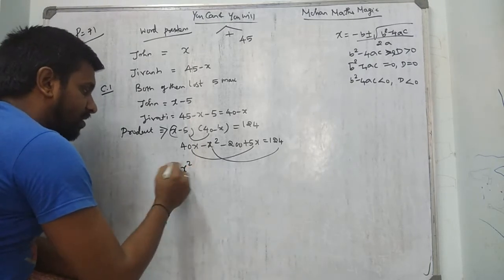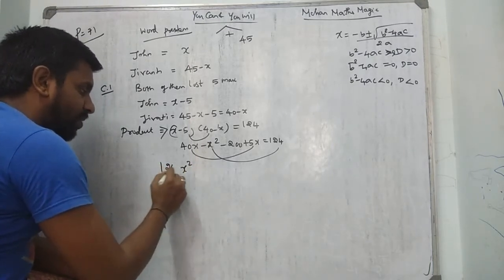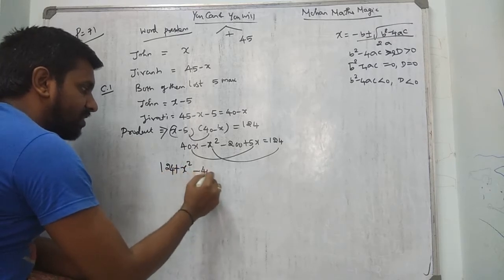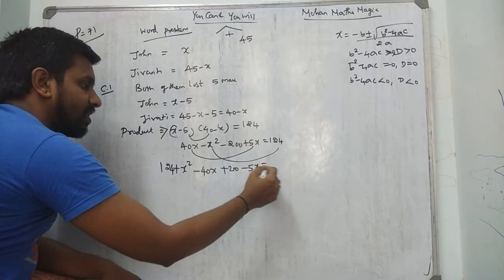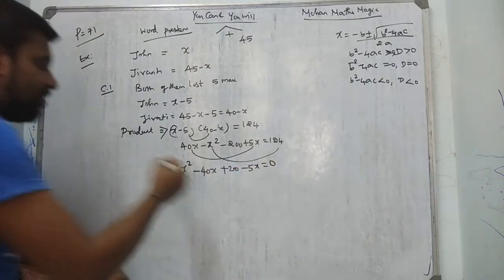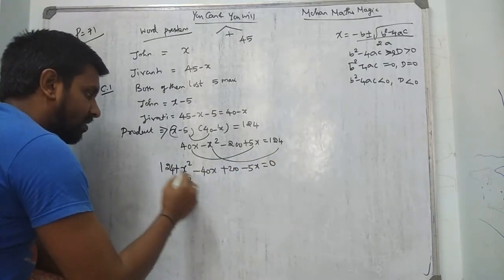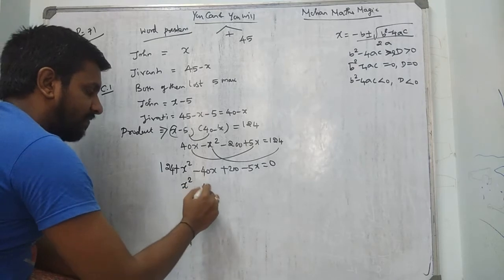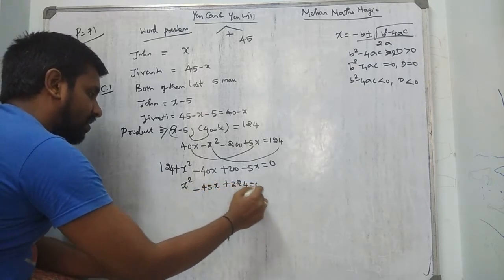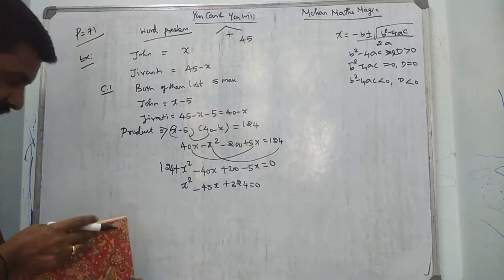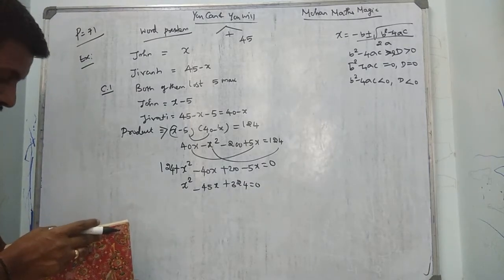Everything will take it, okay? So already we are having 124. This is minus 40x, this is plus 200, this is minus 5x equal to 0. Okay, so x square minus 40x minus 5x, that is minus 45x, and plus 324 equal to 0. So your book answer also is x square minus 45x plus 324 equal to 0.